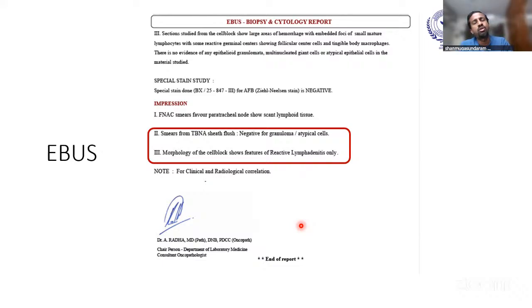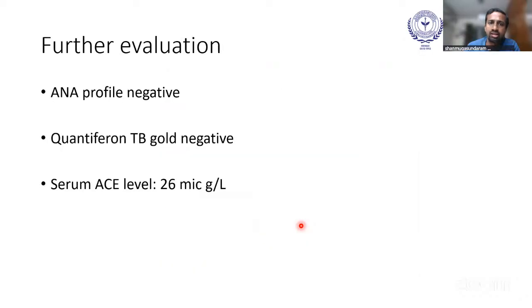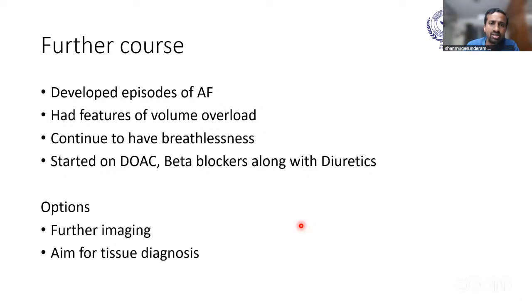We requested our pulmonologist to get an endobronchial ultrasound guided FNAC, which in fact did not help us and did not reveal any etiological diagnosis; it was negative for granuloma and atypical cells. When I discussed with the pathologist, they said it was more likely a reactive lymphadenopathy, and we couldn't conclude anything from that. The ANA profile was negative, QuantiFERON TB Gold was negative, and serum ACE level was normal. So neither FNAC nor other biochemical or pathological features were supporting any other etiologies like lymphoma or sarcoid.